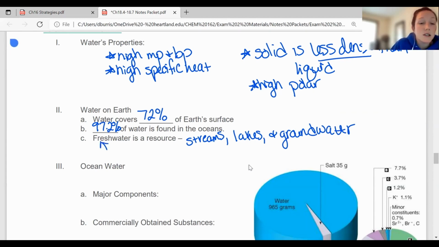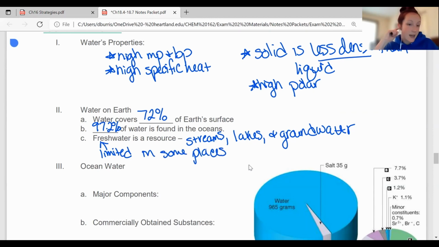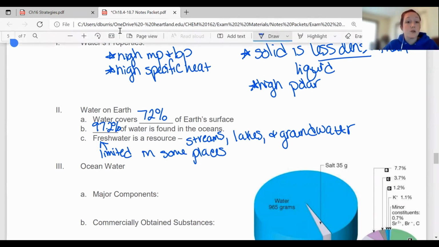Now, these sources are very limited in some places, not where we are, but places like California, Nevada, Arizona can absolutely have water shortages or freshwater shortages, which can cause lots of problems politically and ethically. So we do have to be careful with our freshwater sources, and hopefully we can find a better way to purify ocean water, because then we would have more resources for water.